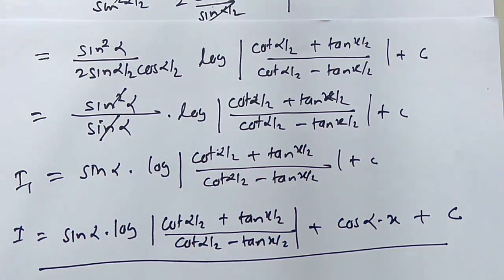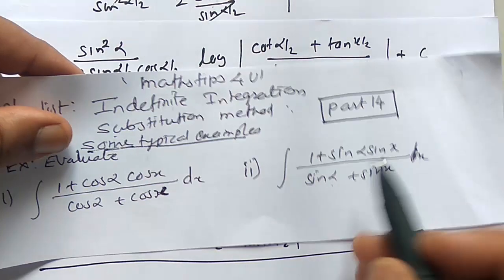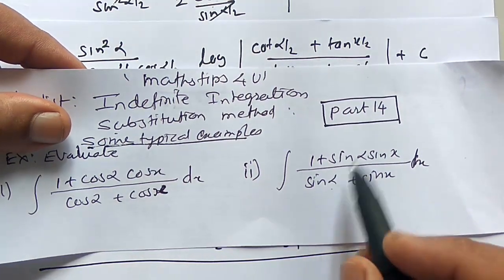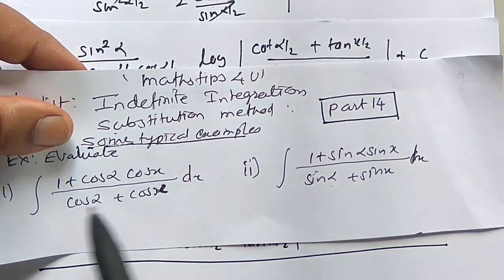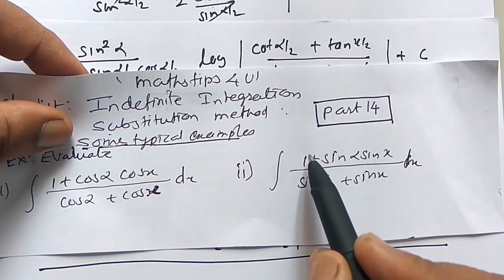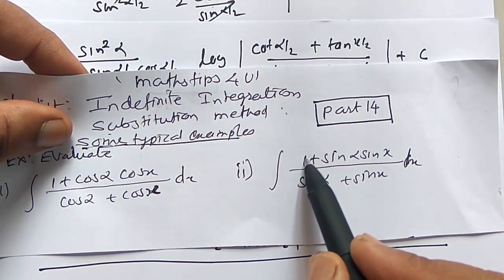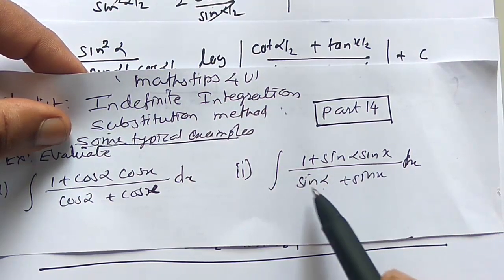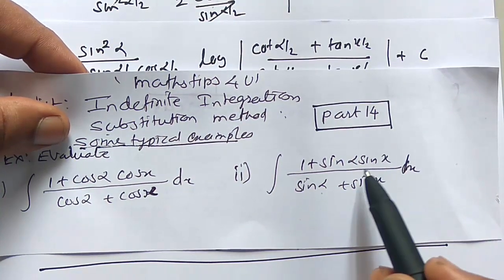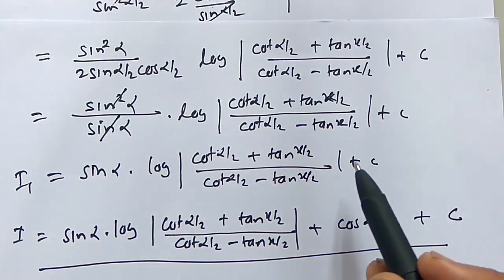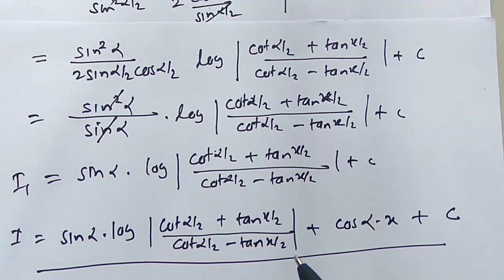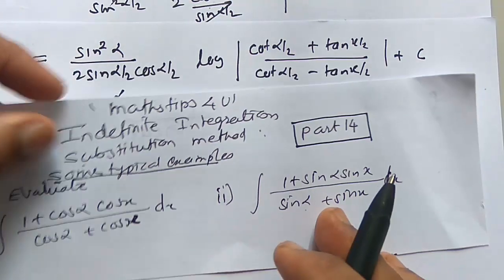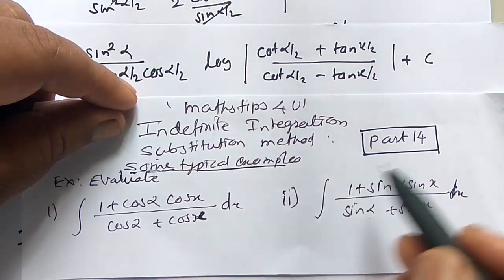The next example, example number 2, is left to you as an exercise. It is on the same line as example number 1. We replace 1 by the identity sin square alpha plus cos square alpha. Then we can take sin alpha common, and we get the two terms. In this way we have solved example number 1.